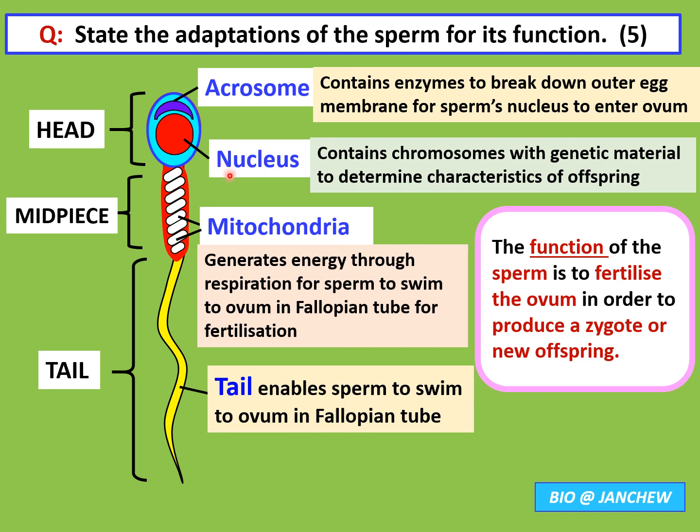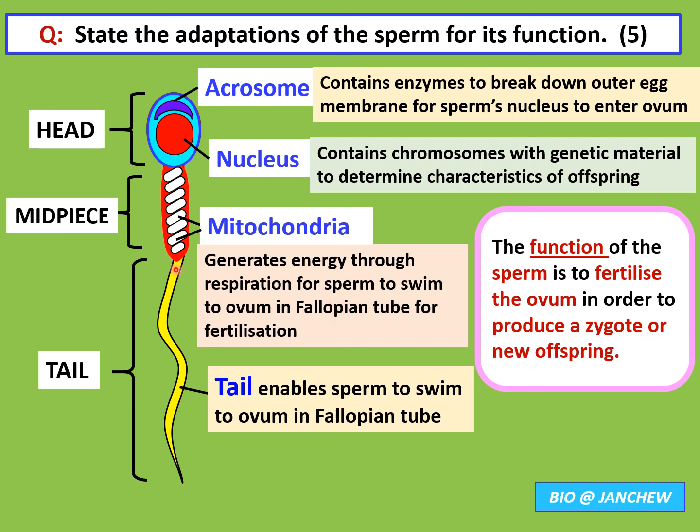Now the nucleus, of course, is very important because it contains chromosomes, and the chromosomes carry genetic material in the form of DNA to determine the characteristics of the offspring, should the sperm fertilize an ovum and form the offspring. Now, next, mitochondria are found in the midpiece, arranged in a row like this, to generate energy through respiration for the sperm to swim to the ovum in the fallopian tube for fertilization.